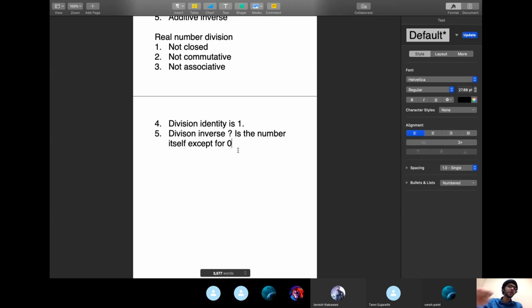You cannot divide 0 by anything to get 1. 0 divided by something will always be 0, and 0 divided by 0 is not defined. So there's a little bit of confusion there. So the division inverse exists for all numbers except 0. Okay, so this is talking about real numbers.